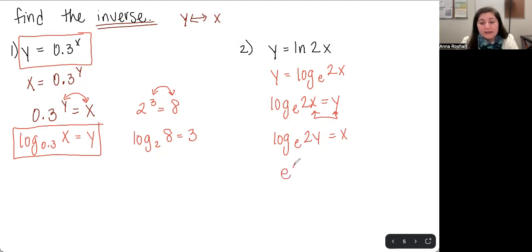So I'm going to have e to the x power, because now my solution and my exponent are going to switch. And then I'm going to divide by 2 to get y on its own. So I'm going to have e to the x over 2.